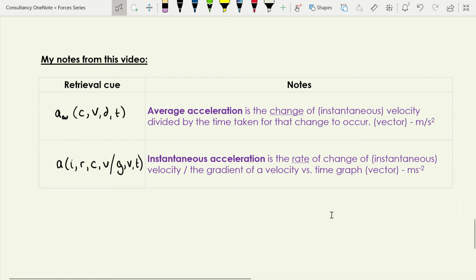So let's have a look at the key things in here. We can see the average acceleration is the change in the velocity of an object divided by the time. That gives us the keywords we're looking for there. And we can see that acceleration is actually short for instantaneous, and it's the rate of change of velocity, or another way of expressing that is the gradient of a velocity versus time graph. So when we meet acceleration in the future, I'll give you these cues to help you retrieve that information from your brain.